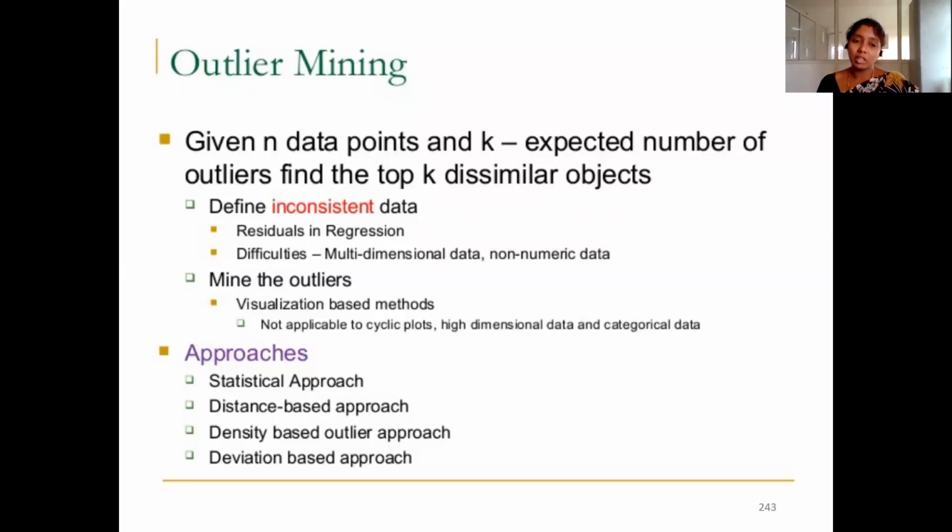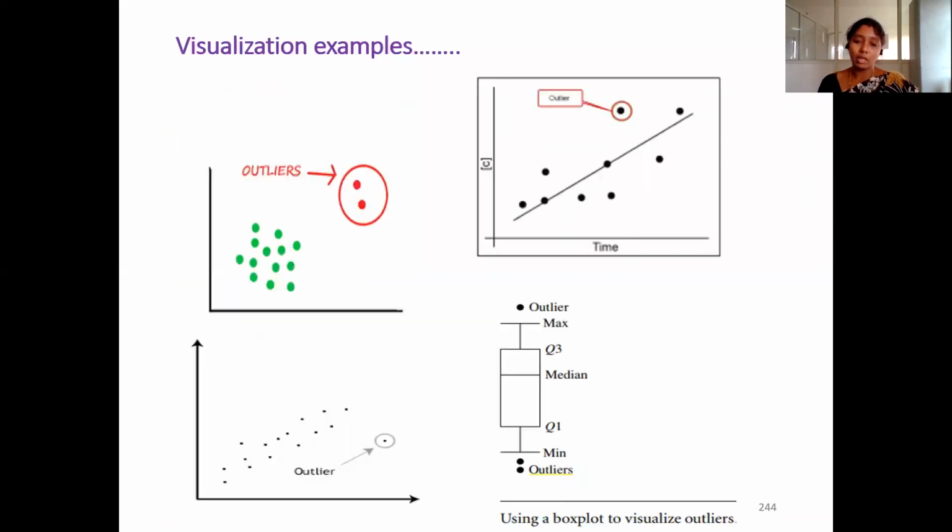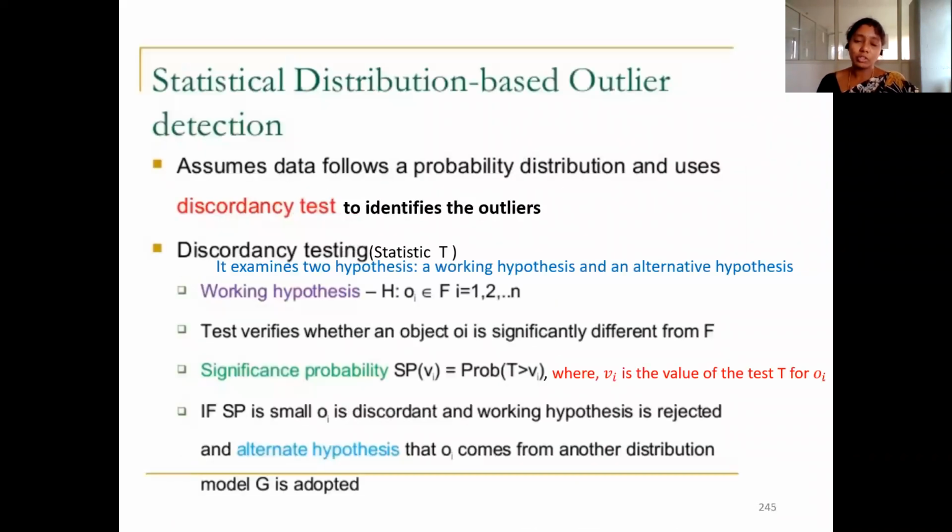To identify the outliers in any situation, we have four approaches: statistical approach, distance-based, density-based, and deviation. In the last class, we discussed the first two approaches, the statistical approach and the distance-based approach. In the statistical approach, there is a discordancy test, which examines two hypotheses: a working hypothesis and an alternative hypothesis.